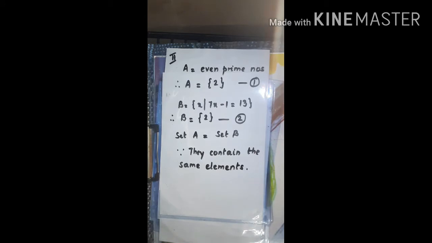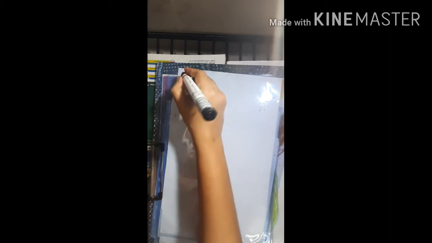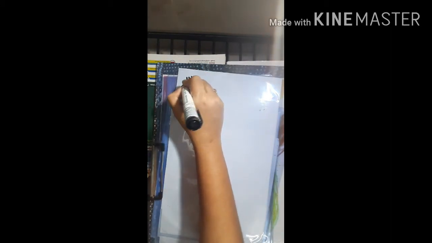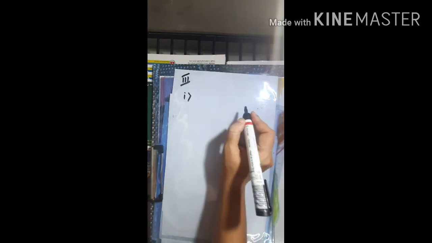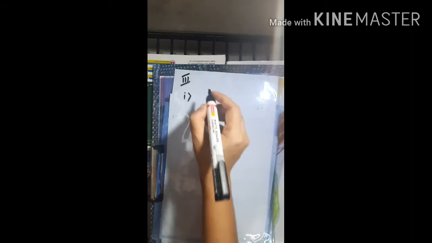Now see the next question. Question number 3. Let us check out question number 3. Which of the following are empty sets and why?